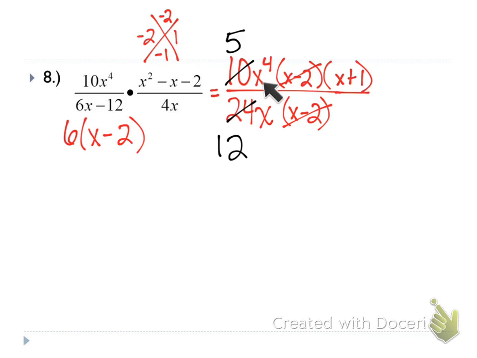We can also simplify x to the 4th and x. They are not in parentheses as part of binomials. They're on their own, so they can simplify. What are we left with? X to the 3rd on the top.